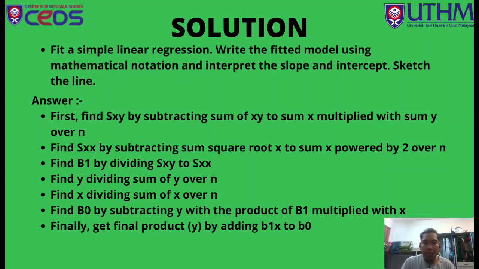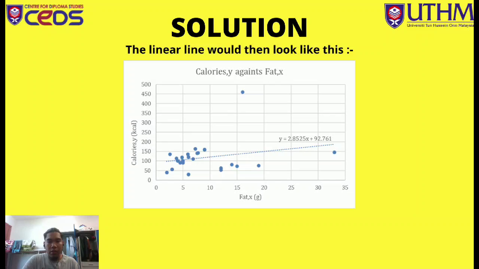And the final model is obtained by adding b1x to b0. The value is 2.8525x plus 92.761. The graph of the linear line will then look like this.